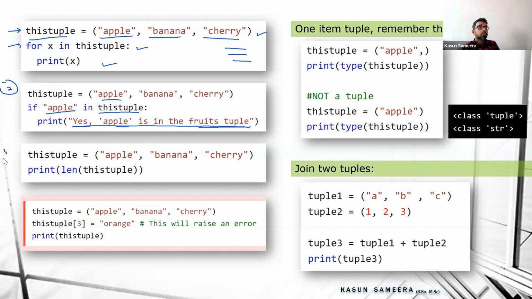Right, third one. Same tuple. Print length this tuple. What is the answer? What did print on the screen? What is the length? Yes, just 3.